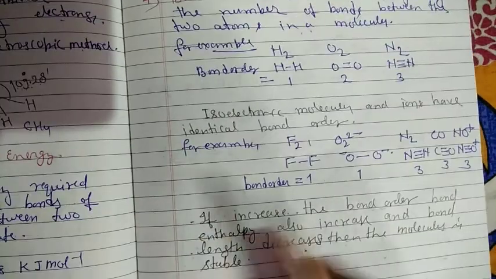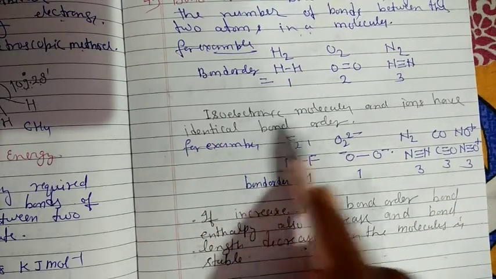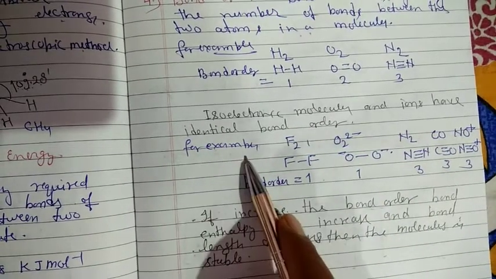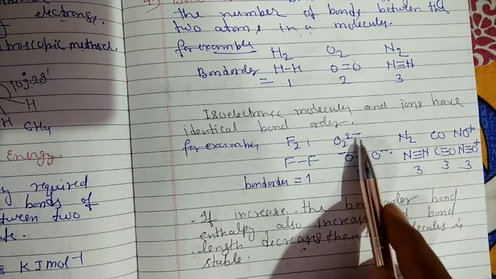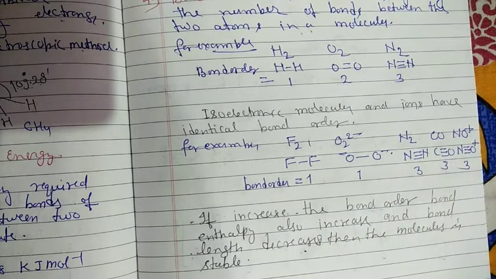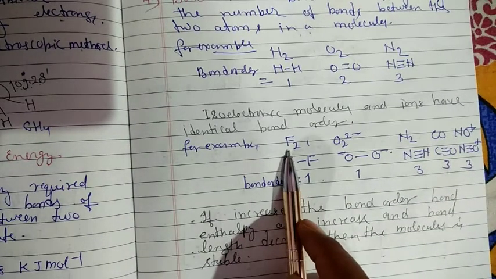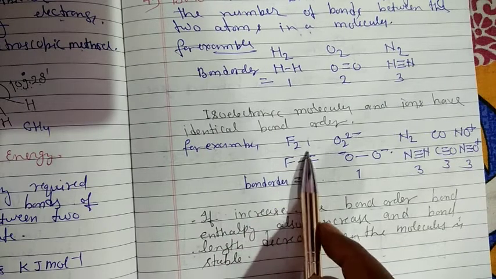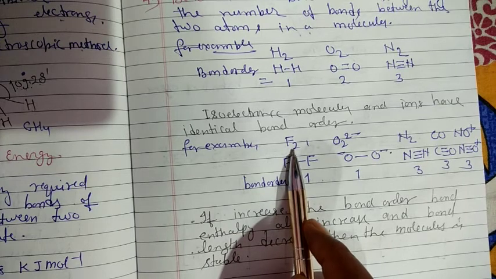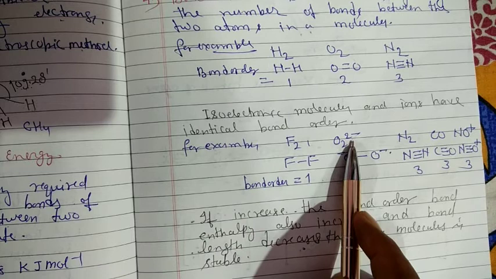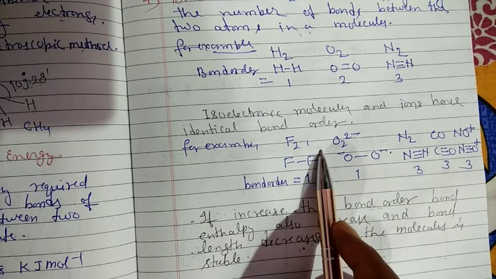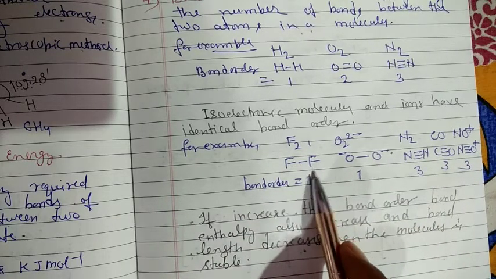And we take some isoelectronic species. Isoelectronic molecules and ions have identical bond order. For examples, F2 and O2 2 minus. You see here, F2 has 14 valence electrons, and O2 2 minus also has 14 valence electrons. So their bond order is equal, 1 and 1.